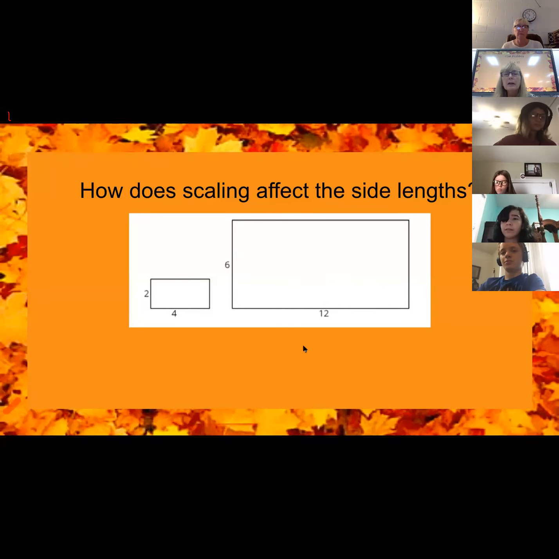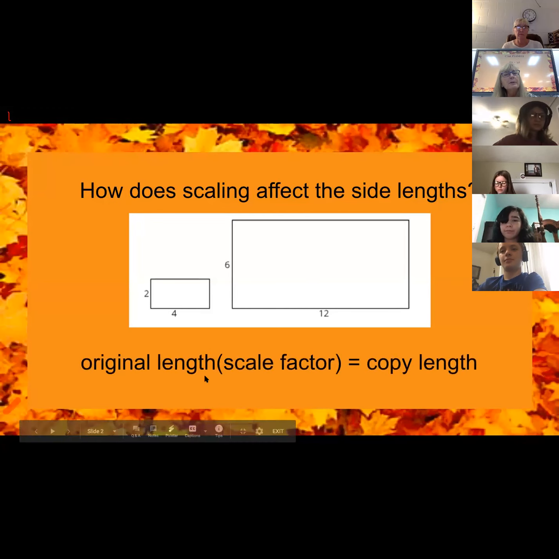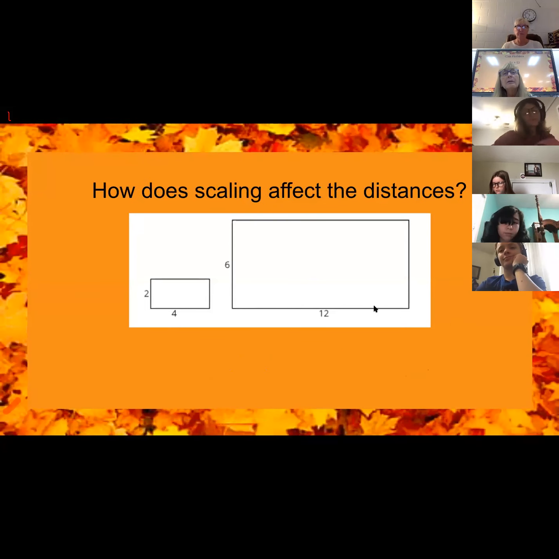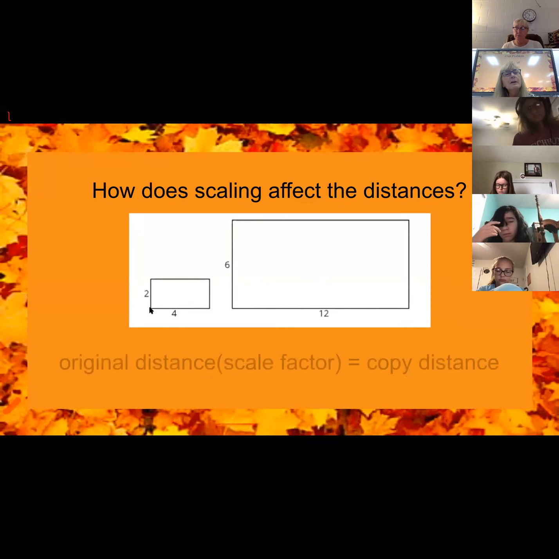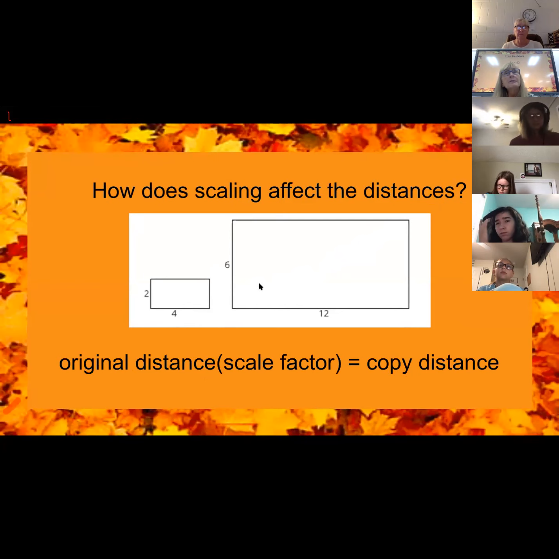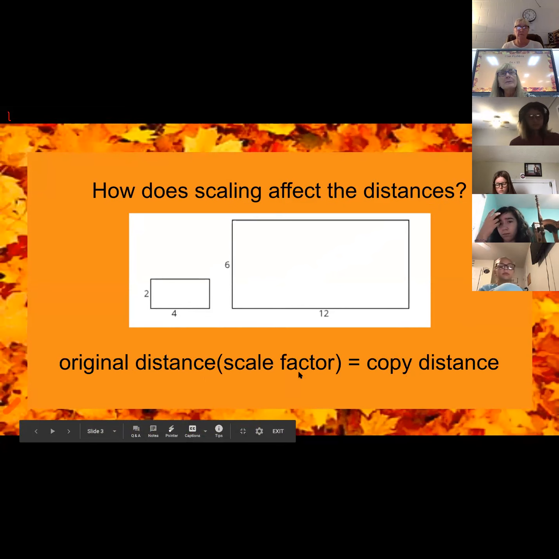What is the scale factor to go from the small rectangle to the big rectangle? 3. Okay, so it is 3 times bigger. So the original length times the scale factor gives us the copy length. That worked the same as the problem we did up there. How about the distances? If I knew this was 5 right here, this would be 15 right here, right? Because 5 times 3 is 15.